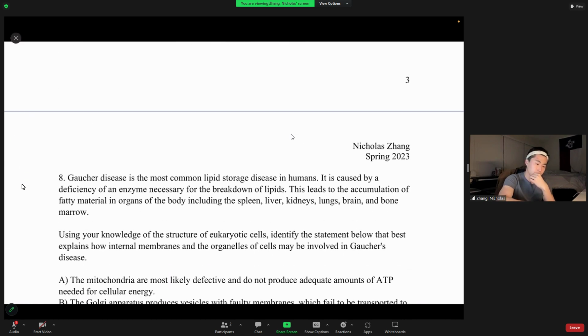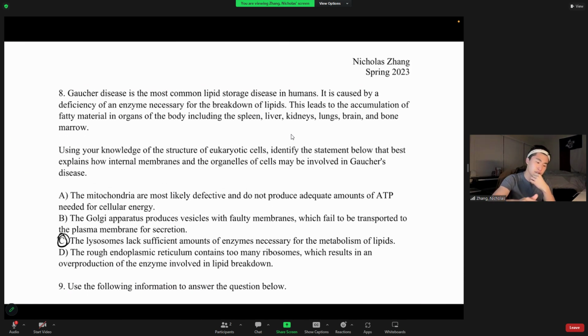Cool. Question 8, Gaucher's disease, blah, blah, blah. You can read that on your own. But the main point I'm talking about is deficiency of an enzyme necessary for the breakdown of lipids.